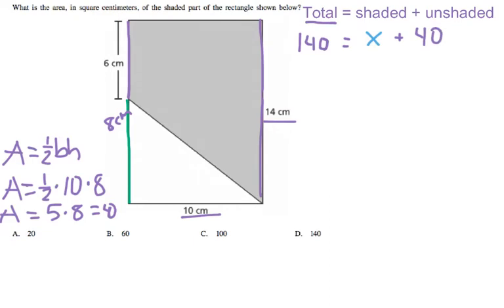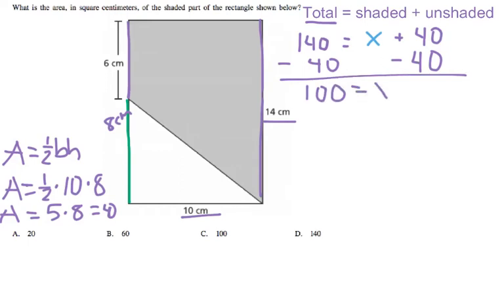Put that in my little formula, and I'm going to solve this like an algebra equation. So 140 equals x plus 40. I know I need to subtract 40 from both sides. So 100 equals x, and that cancels out. And now I can select C, or 100, as my answer. Now you have everything you need to know in order to solve shaded part area problems.